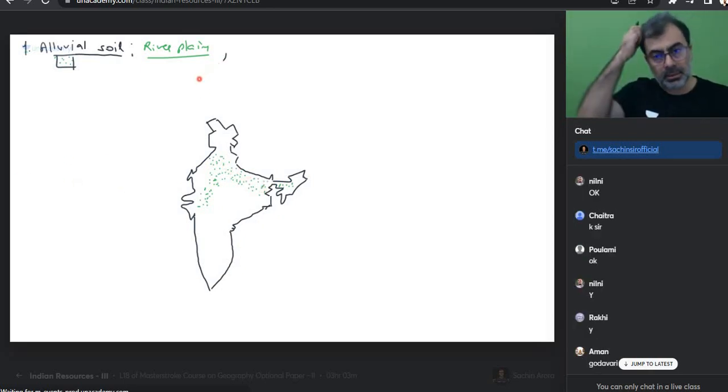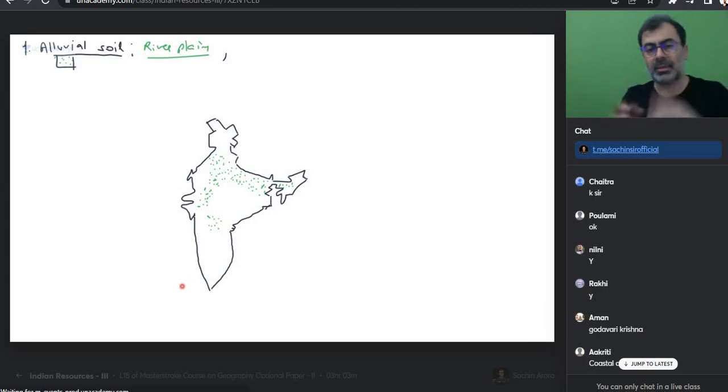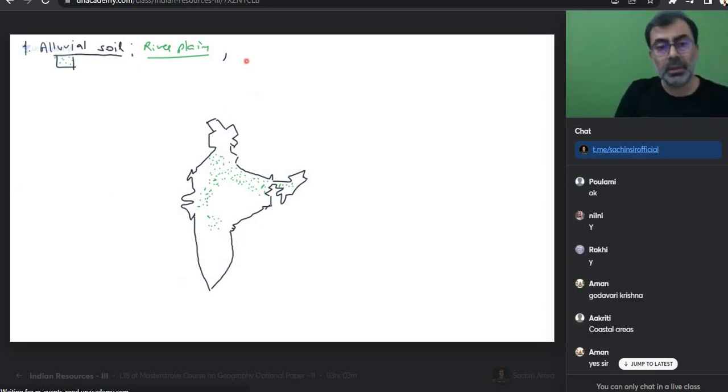Second one is okay. So Aman is saying, sir, please, Godavari, Krishna. Aman, I took Godavari, Krishna, but don't you feel that is going to be a little less because they are on what rocks? Hard rocks. Second one is coastal plain. Now mark it, same symbol, coastal plain. And which coast is wider? Keep that in mind. We have already done this.